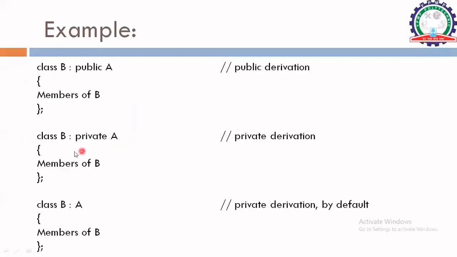Now, see the next example, that is class B colon private A. That means here the visibility mode is written private. One more thing, students, you need to take care about is if we are not specifying any visibility mode like public, private or protected, then by default the derivation of the new class will become a private derivation from the old class. Okay, so this is all about defining a new class from the existing class.